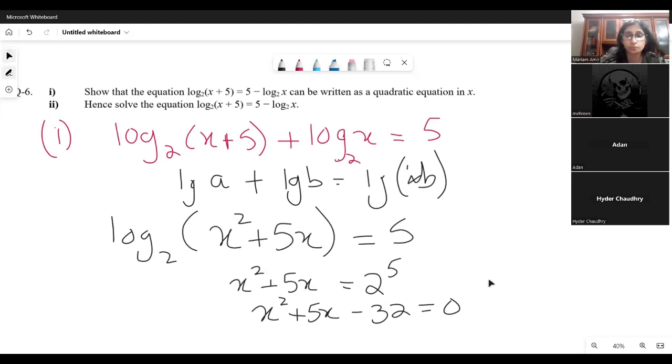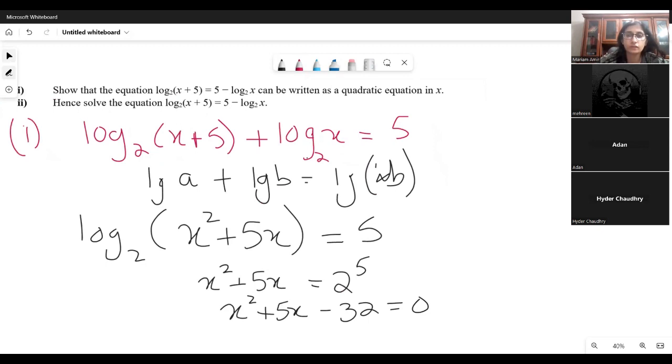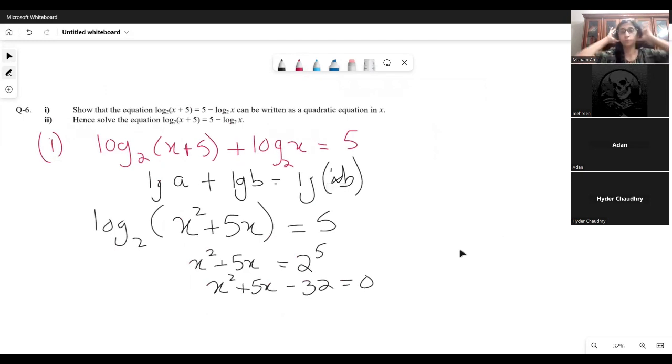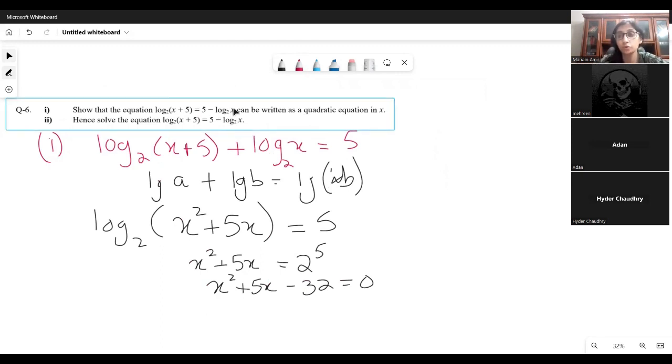Okay, part 2. Hence, solve this equation. So we solve the quadratic equation. We get 2 values of x. One of them will probably be negative, and that can't be our solution because that would make log base 2 of x, with x negative, and that does not have any solution.